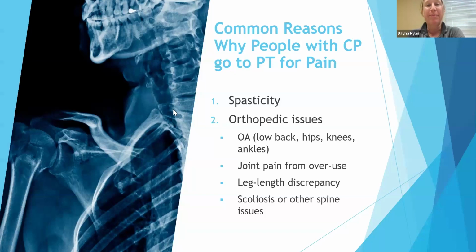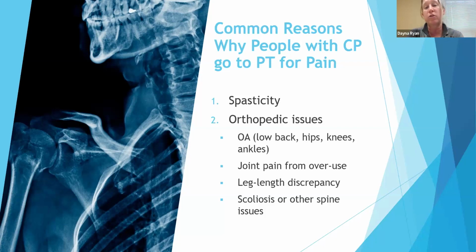Thanks. Okay. So some common reasons why people with cerebral palsy will come to me for pain. Usually it's spasticity, and it's not controlled, or it's acutely increased, or they have an orthopedic issue. The main ones that I see are osteoarthritis in the low back, hips, knees, and ankles. So all of your weight-bearing joints. Joint pain in the non-spastic side from overuse. So say you have cerebral palsy and your right leg is more spastic than your left. You'll see overuse injuries because they're standing on the non-spastic leg 99% more than the spastic side.